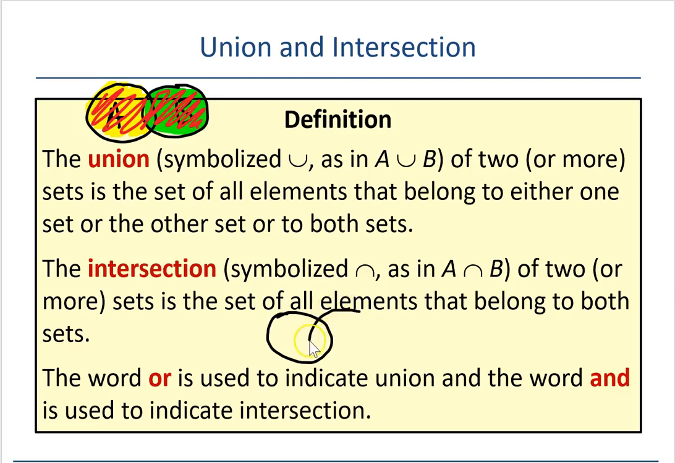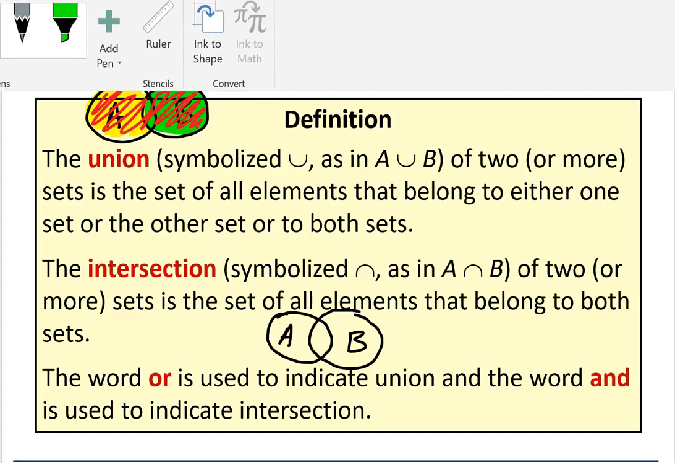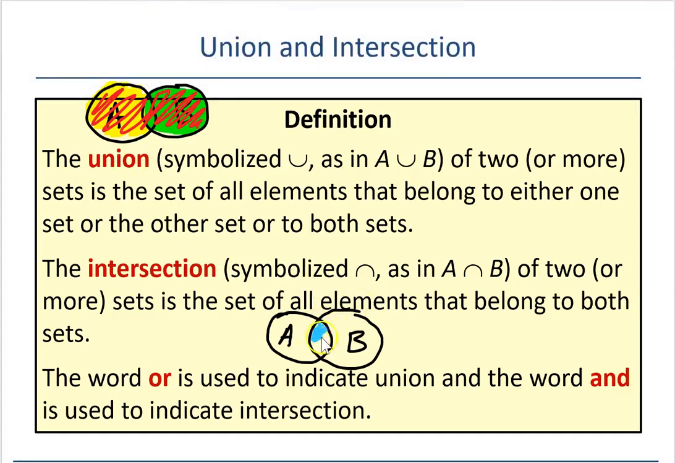So let's draw another circle. I've got A, I've got B. The intersection of these two is right here. Notice where those circles cross. That would be the intersection. Where are they all the same? The union is including everybody, without repeats. Here, we're just worried about where they are common.